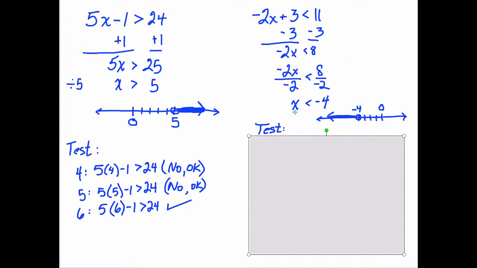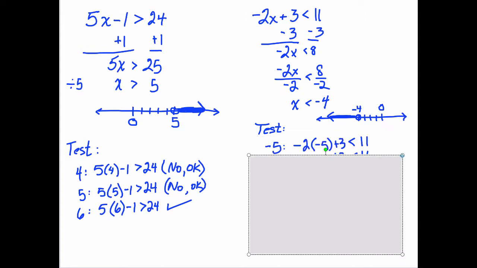Now negative 5 should be a solution to this, and we'll test that. So let's test it. Negative 5. So negative 5 should work. So negative 2 times negative 5 is positive 10, plus 3 is 13. 13 less than 11? That's not true. There must be some mistake.